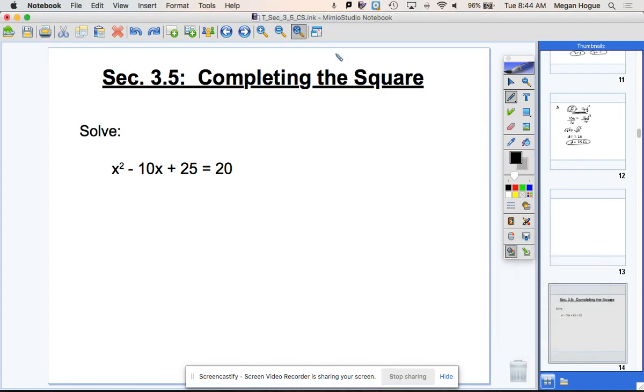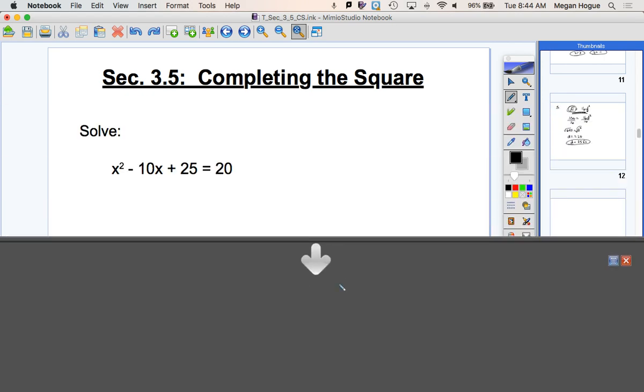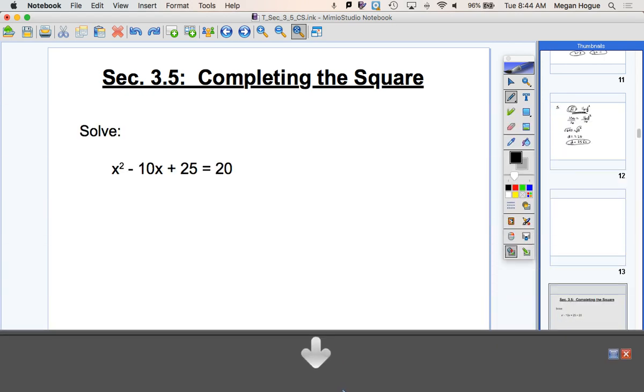All right, so completing the square. I kind of wanted to jump into it yesterday, but we are taking it nice and easy. So we'll start off with what we were doing yesterday. We've got x squared minus 10x plus 25 equals 20.